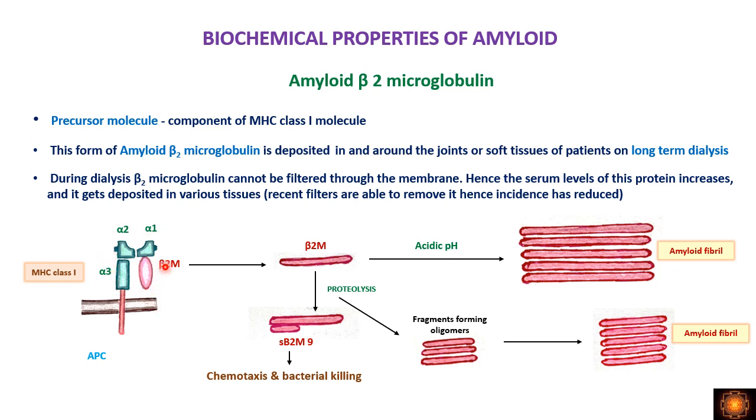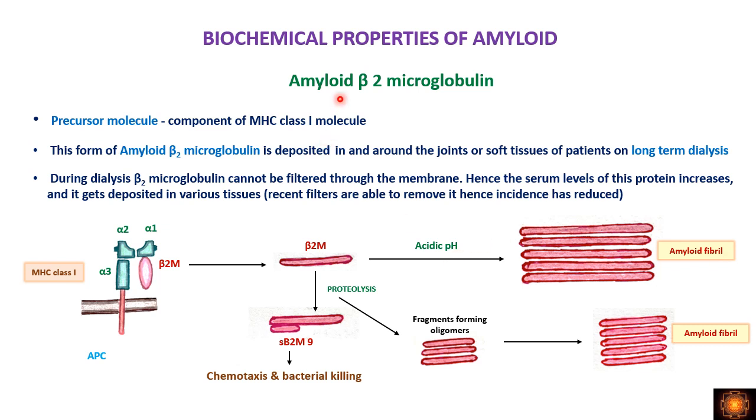When this is released into the circulation during inflammation, it undergoes proteolysis, and the soluble component formed by the proteolysis is useful for chemotaxis and bacterial killing. Sometimes the proteolysis leads to oligomers, which lead to the formation of amyloid fibrils. Now that is one cause. Another thing is, whenever there is an acidic pH, this beta 2 microglobulin can form aggregates leading to amyloid fibrils.